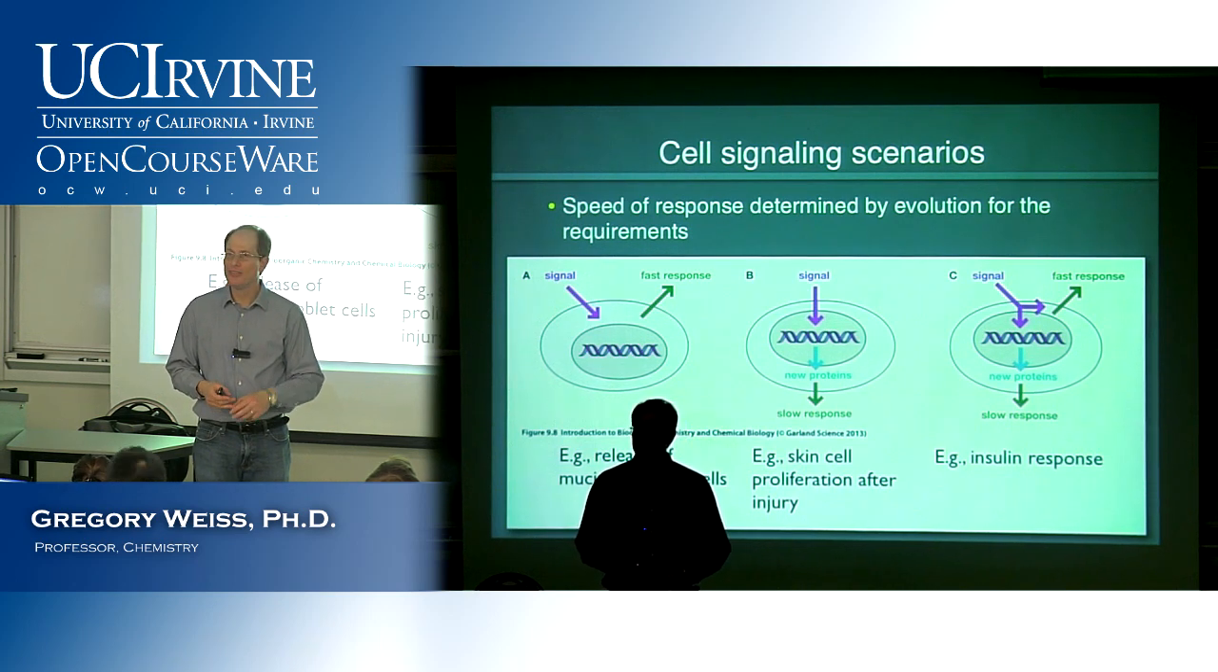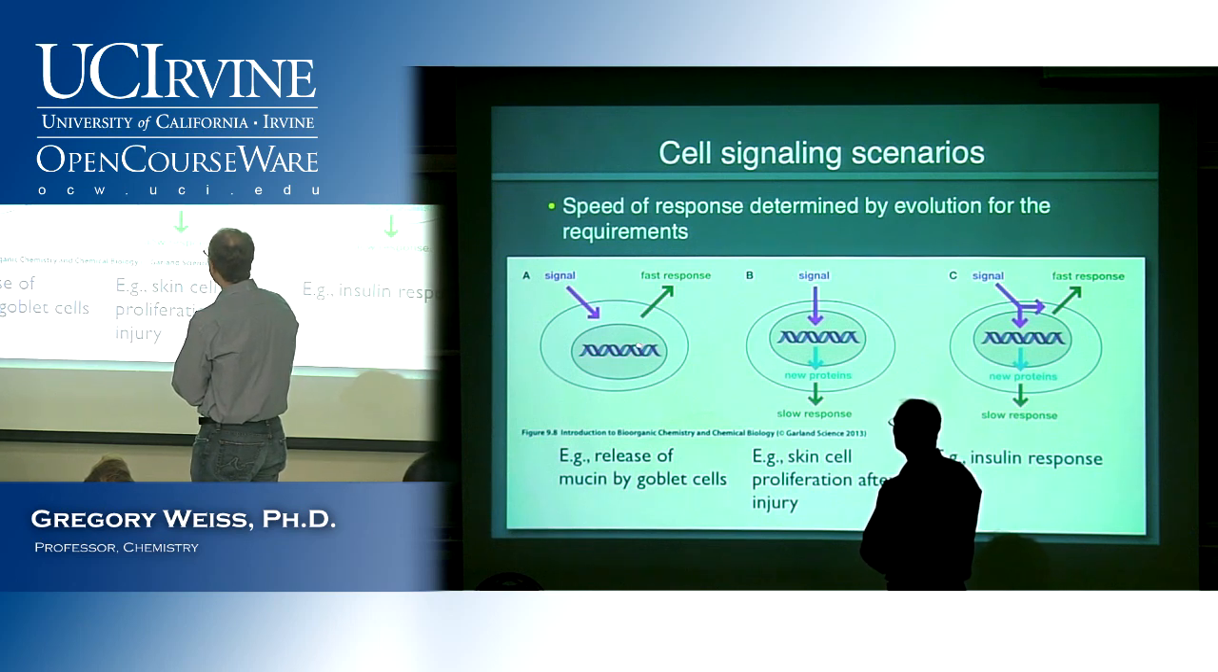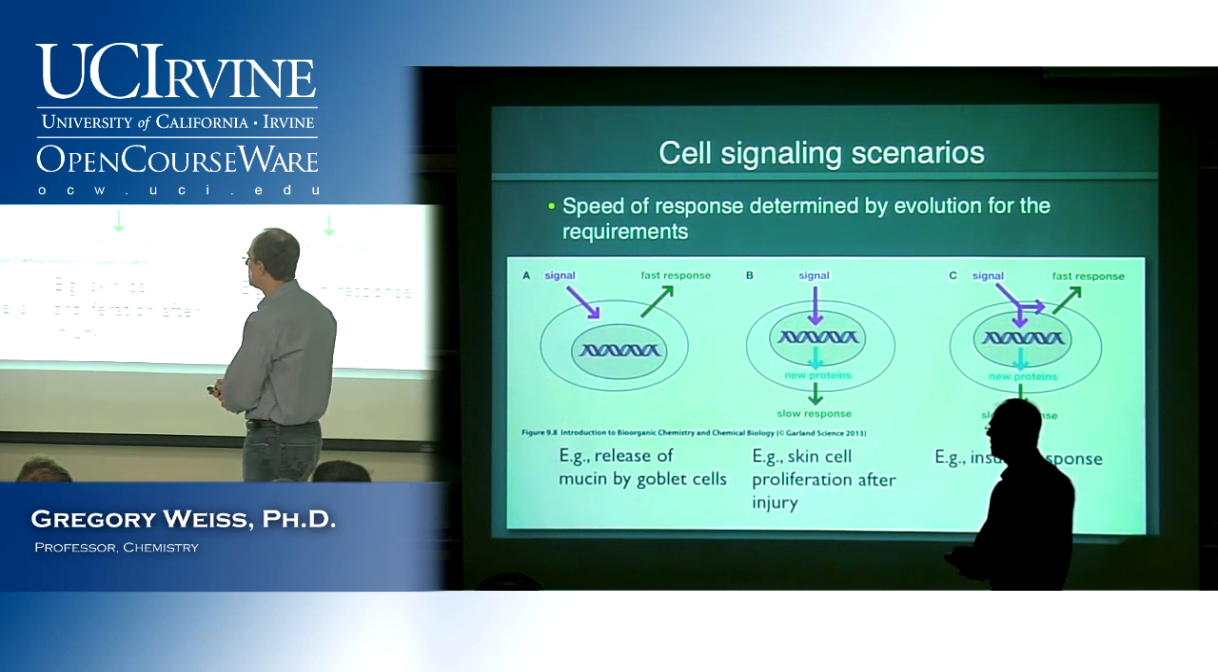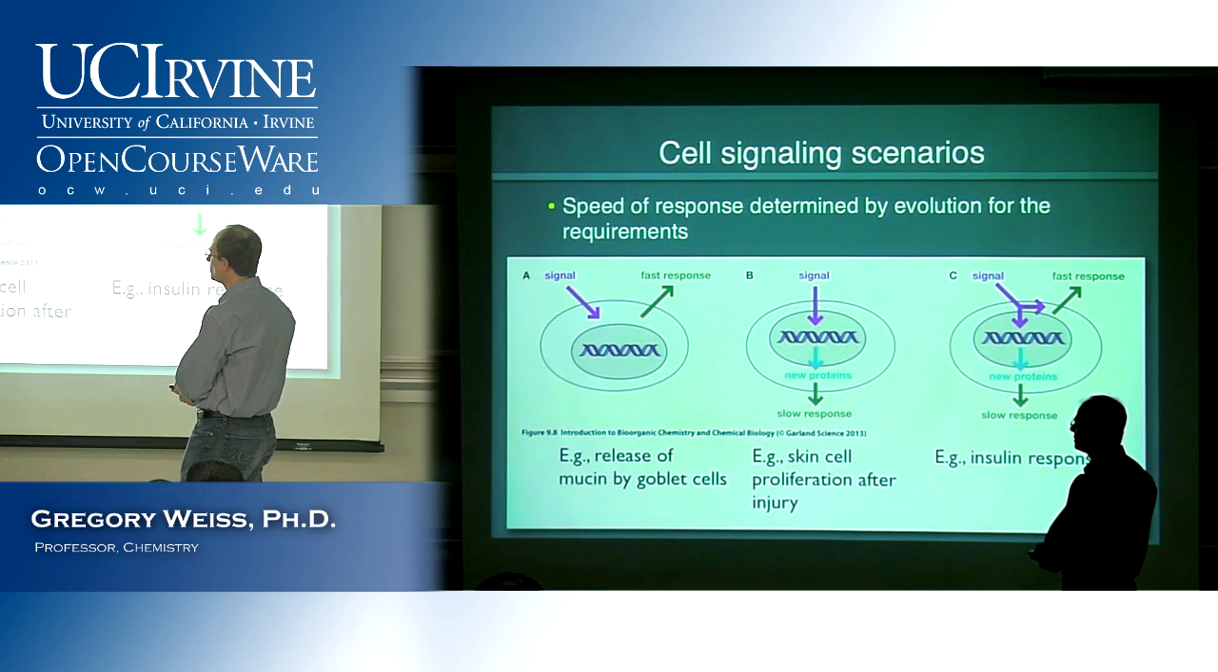Within cell signaling, there's going to be 3 kinds of scenarios for cell signaling. And each of these scenarios evolve depending on the requirements of that type of cell. For example, on the left, you can imagine signal arrives, and then the cell has to immediately respond. In that case, the cell will release something that it's pre-synthesized, and no transcription is required. So the signal never reaches down to the level of transcription of DNA. An example of this I'll show you on the next slide. It's the release of mucin by goblet cells.